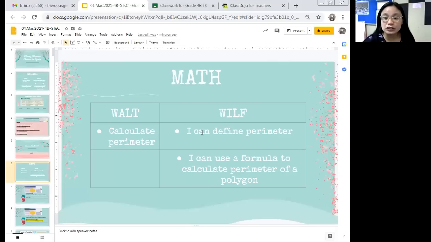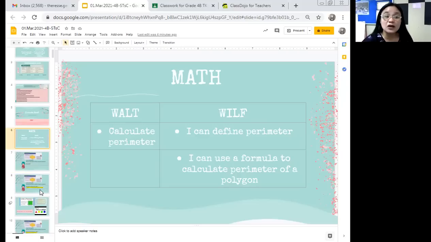At the end of this lesson, you will be defining perimeter in your own words, and you need to use a formula to calculate the perimeter of a polygon. I know for sure you know what a polygon is. If you don't know, go to Google and research about that, because we will discuss it after you have come up with your answers first. Then we will clarify certain questions once we are in the Zoom meeting.